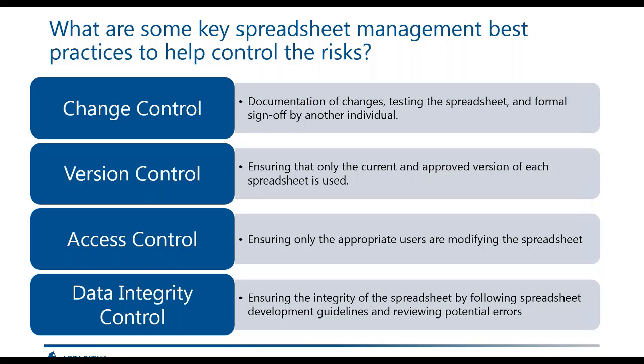Next is version control. You must know where your files are stored and which version is the latest and greatest. Without proper versioning controls, there's risk in using an incorrect spreadsheet. The third key control is access control. You must be sure that only authorized users are making changes to your spreadsheet. And finally, data integrity control. You must ensure that the integrity of your spreadsheets has not been compromised and that there are no errors in the spreadsheet that may cause issues down the line.